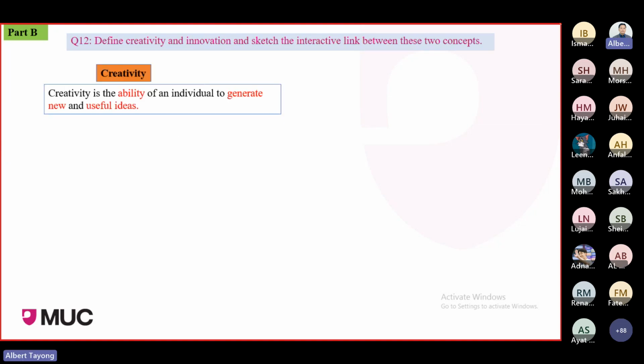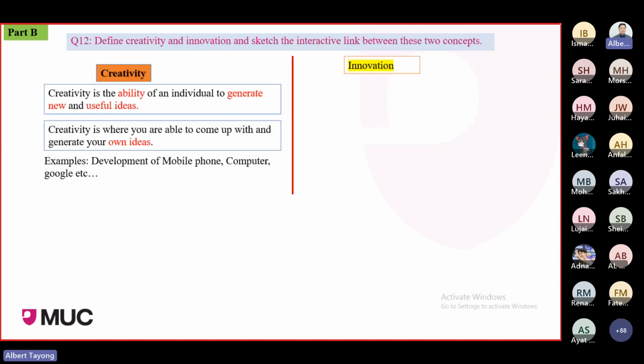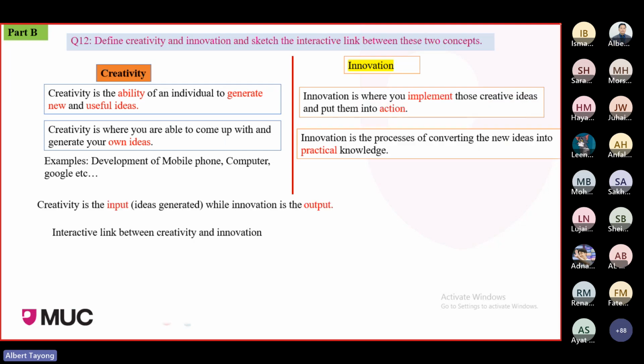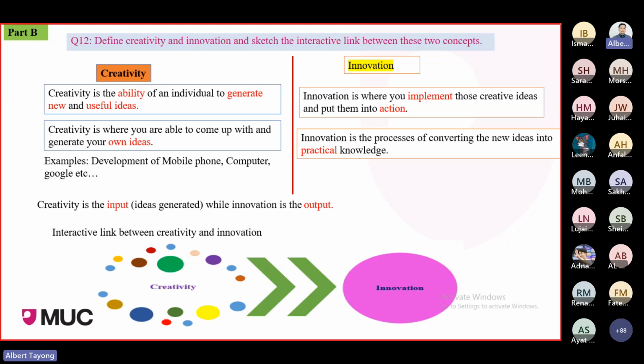Okay, this is about creativity and innovation. Talk about creativity, talk about innovation, and this is the diagram showing the link between creativity and innovation. We talk about this in the class. What is creativity? It's all about generating new and useful ideas, and it is the input, the ideas generated, while innovation is the output. So innovation, the keyword is implementation.